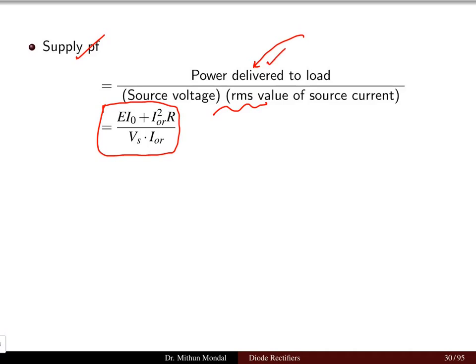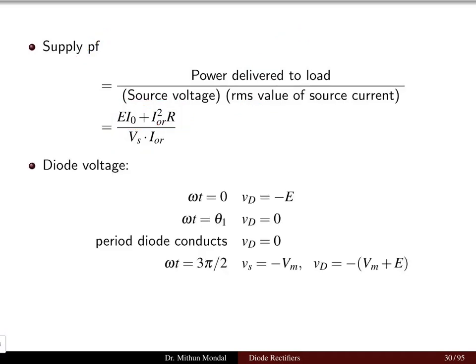Because the power delivered to the load we have already computed: the product of E into I naught, and I naught square into R. Remember, this is the average current and this is the RMS current. And in the denominator, we have the product of the source voltage and the RMS current.